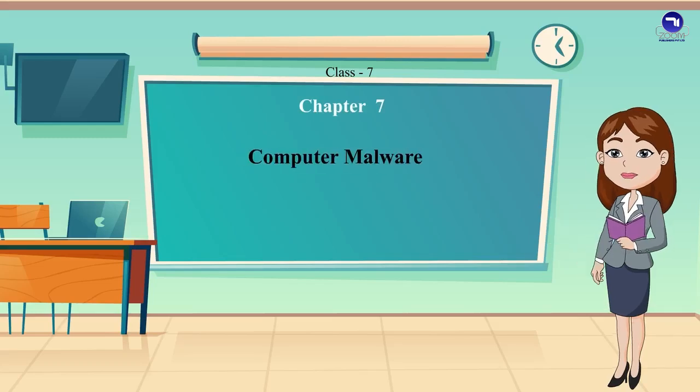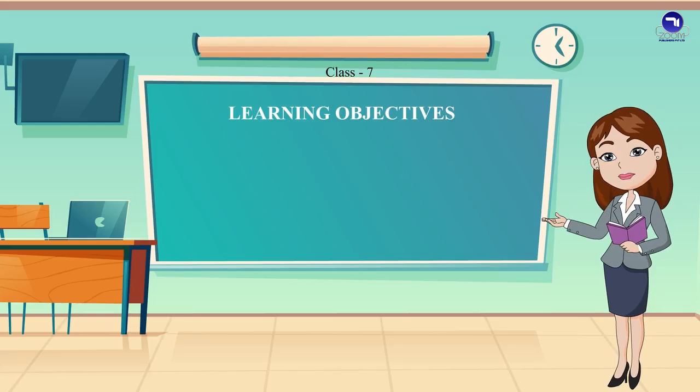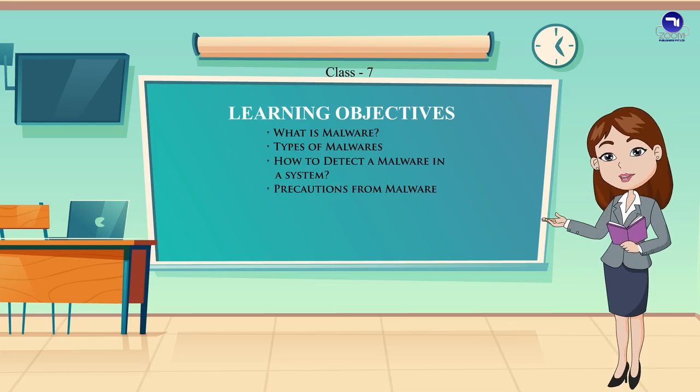Chapter 7 Computer Malware. Learning Objectives. What is malware? Types of malwares. How to detect a malware in a system. Precautions from malware. Protecting system from malware.